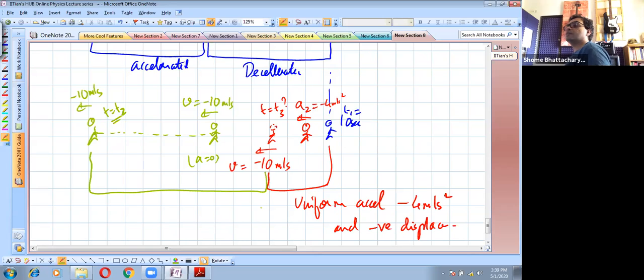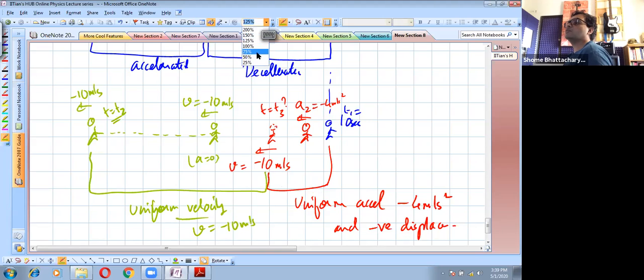So during this last part of the motion, what is happening? He's coming back with uniform velocity, and therefore no acceleration, at v equal to -10. In this part, the velocity is increasing in magnitude coming back, from 0 to -10. In this part, the magnitude of his velocity remains constant at 10 meters per second, and his direction is backward till he reaches where he started.